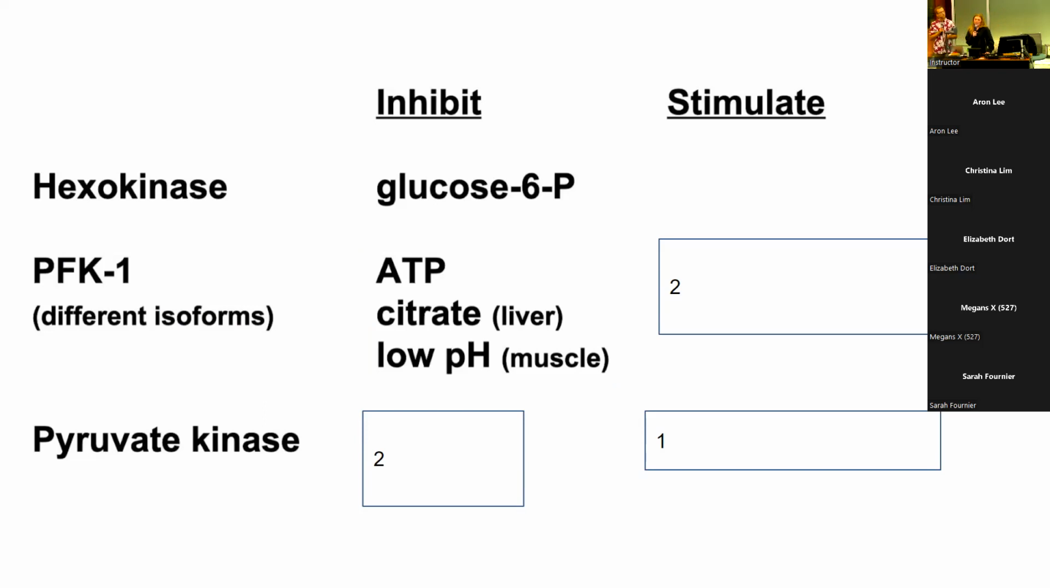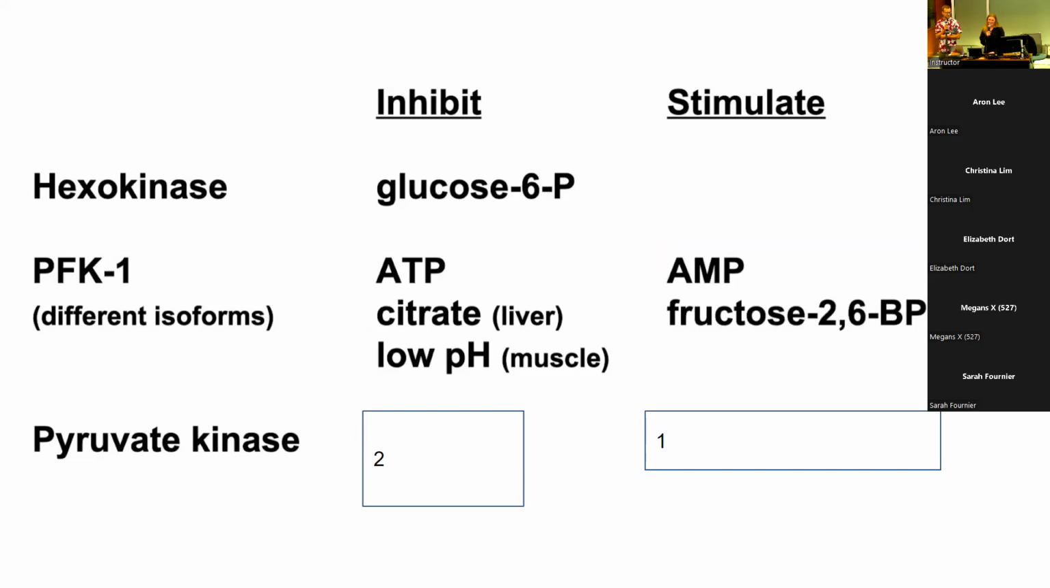And then anybody know what the other one is? AMP. Why isn't it ADP? ADP is just bad at telling if there's energy in the cell or not. So also remember that AMP is what will tell you if you have low energy in the cell, not ADP. That's important to know as well. Yes, but for glycolysis, it's AMP.